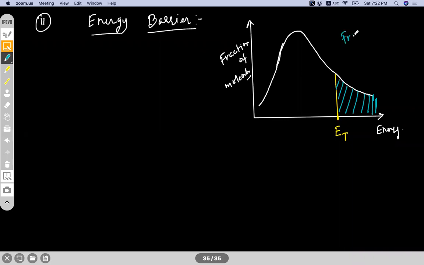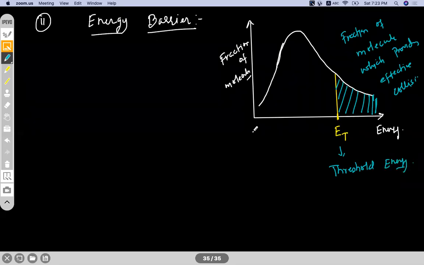Write down: fraction of molecules which provides effective collision, provided the fact that the orientation barrier is already satisfied. Effective collision. This energy ET, write down here, it is the threshold energy. Write down the definition of threshold energy first of all.